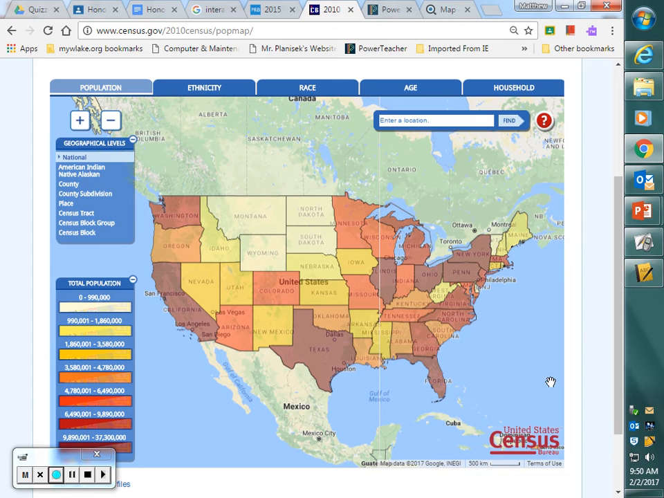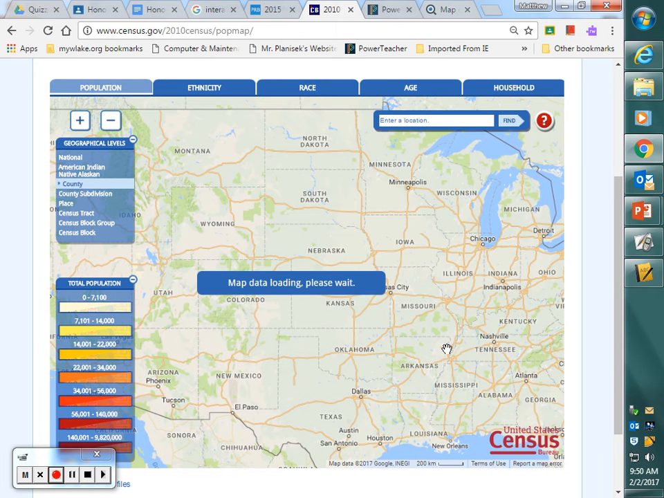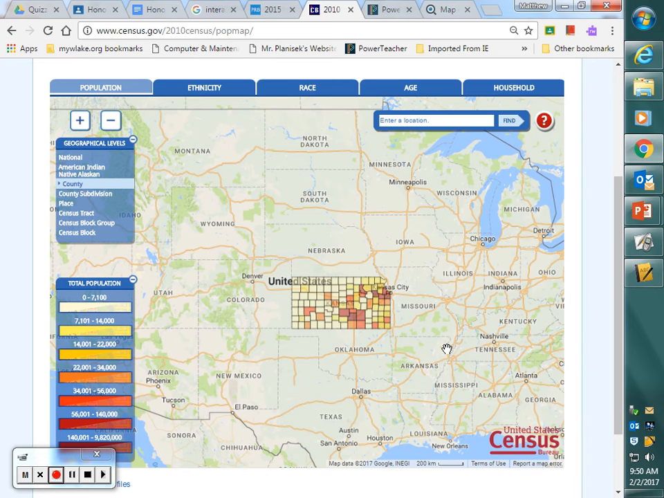But let's zoom in a little closer to home, right? So now I'm going to take this over on the side here, and I'm going to take it from the national level to a county level. So we'll look at different counties. Okay? This is from the U.S. Census in 2010, so obviously things have changed.